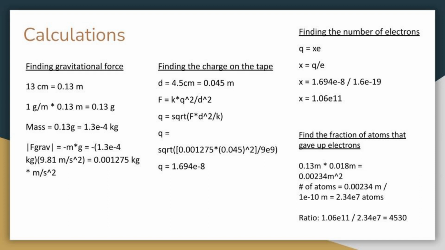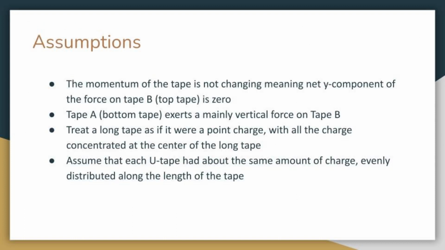I was able to find the charge and electrons on tape B by completing the calculations on the screen, using a rearranged Coulomb's law and dividing the charge by 1.6 times 10 to the negative 19 respectively. I also found the fraction of atoms that gave up electrons.